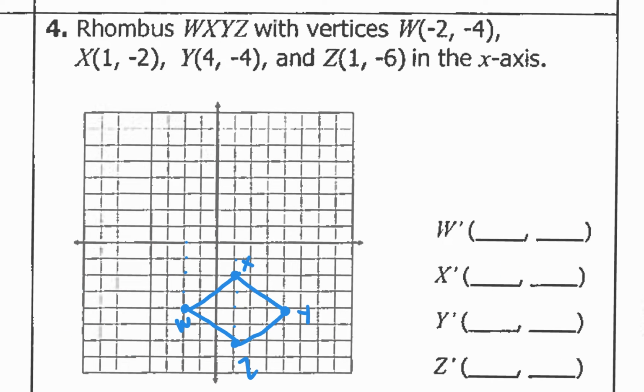So number 4, we're gonna reflect this over the x-axis. So here's our x-axis, and that will be the mirror. So we know that X is 2 spaces down from the mirror, so it's going to be 2 spaces up. That's X prime. Y is 4 spaces down, so we go in the other direction, 1, 2, 3, 4. So that's Y prime. Z is 6 spaces, so it's going to go in the other direction, 1, 2, 3, 4, 5, 6. So that's Z prime. And then W is 1, 2, 3, 4. So that's going to be W prime.